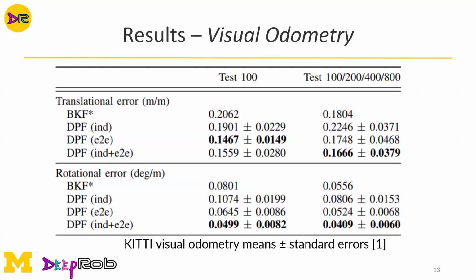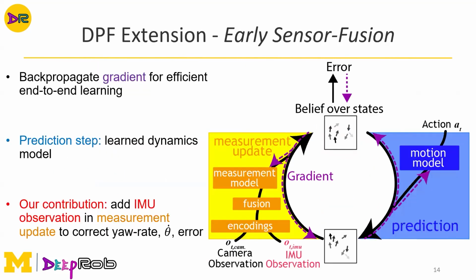They compare it to the backpropagation Kalman filter algorithm, which should be perfectly suited for the task of tracking a unimodal belief from a known initial condition. And even with that, we see that the individually and end-to-end learned particle filter outperforms the BKF across different test trajectory lengths and also in translational and rotational error.